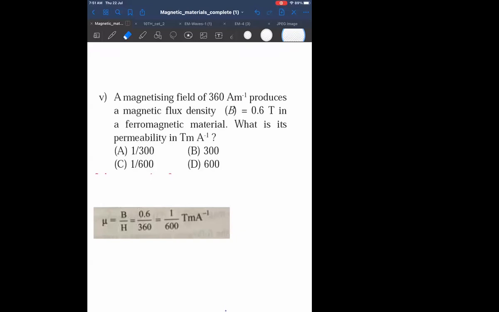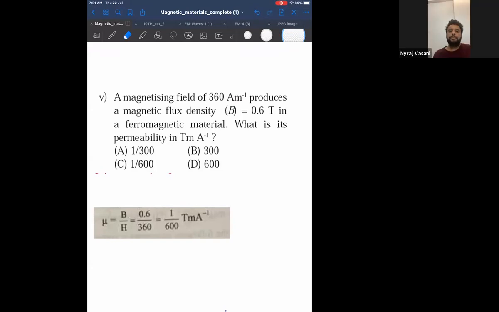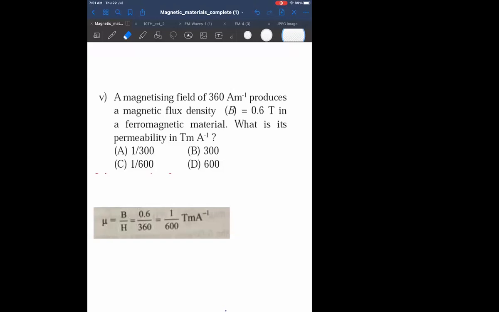Sir, what was the unit for H you had said earlier? For H, it is ampere per meter, and for B, it will be Tesla. Okay, sir.